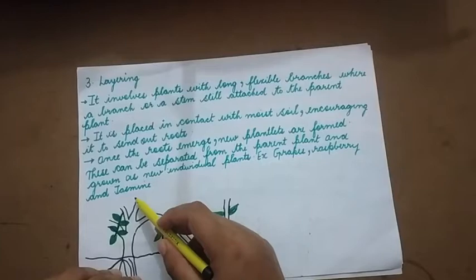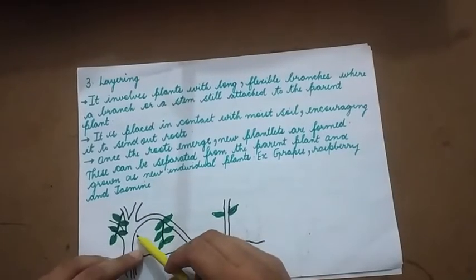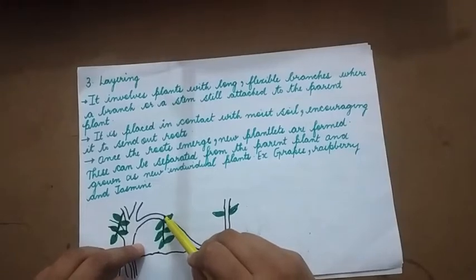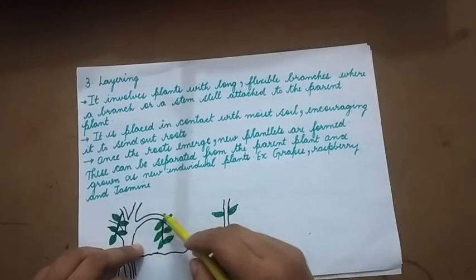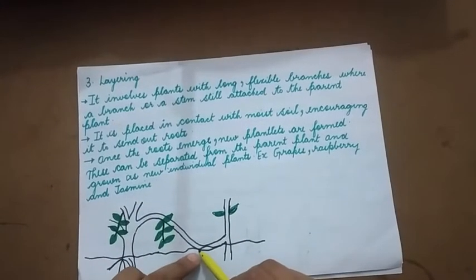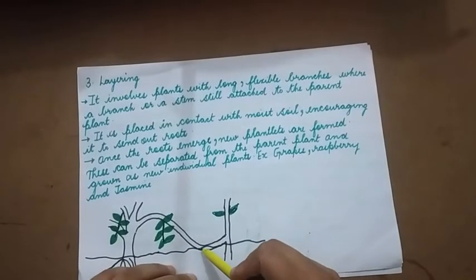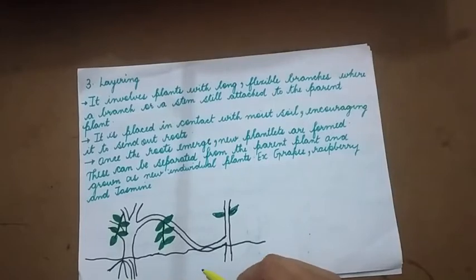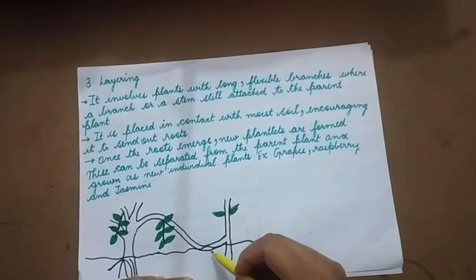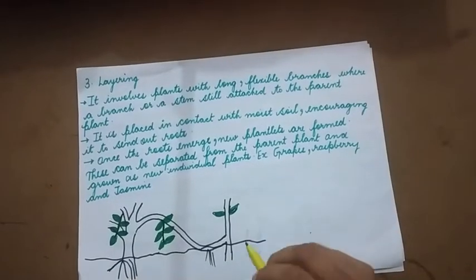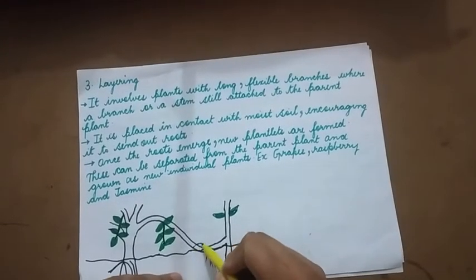Now this is the main parent plant. The lowermost branch, which is flexible, is taken, and you bend it so that it comes in contact with the soil. Here, what happens? Slowly roots start emerging, and new plantlets are formed. You are covering it with soil.